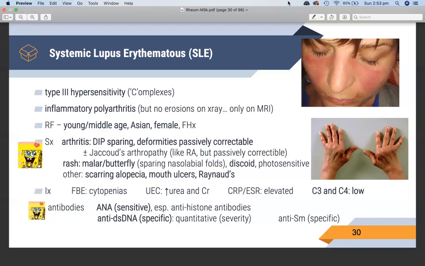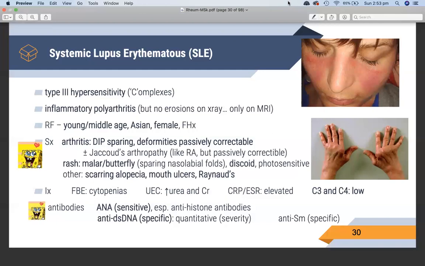When you're investigating, you check out most things: the blood, the kidneys, inflammation. C3 and C4 are commonly done because they're often reduced, which is fairly specific for lupus, so know that one. And you have two antibodies: your ANA, which is sensitive, again, some of us would be positive for that, and your anti-double-stranded DNA, which is specific.